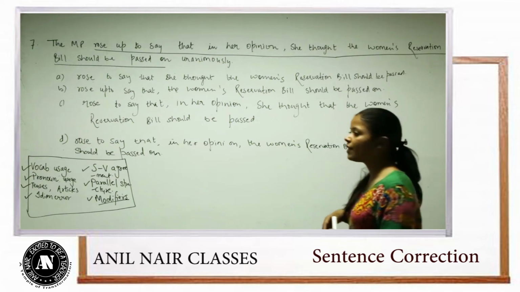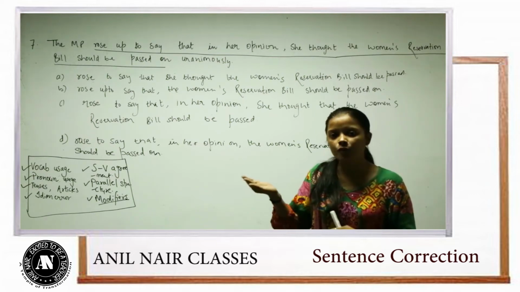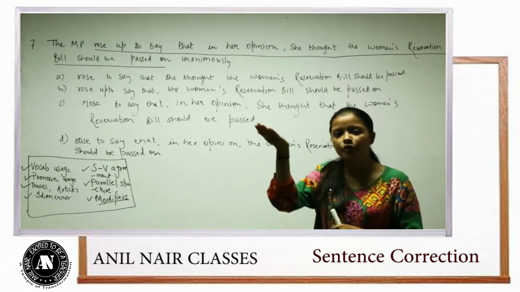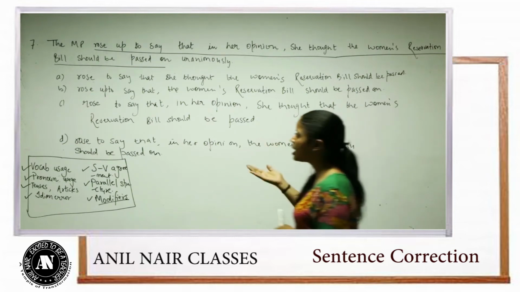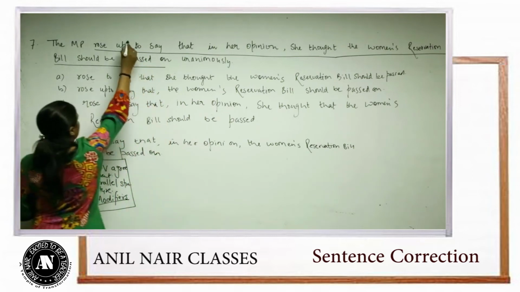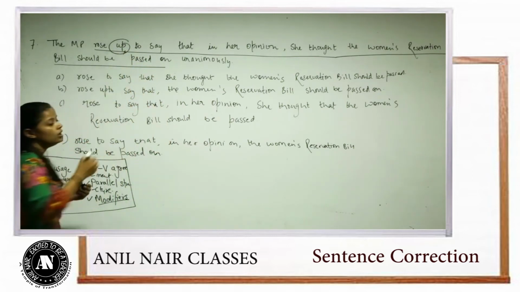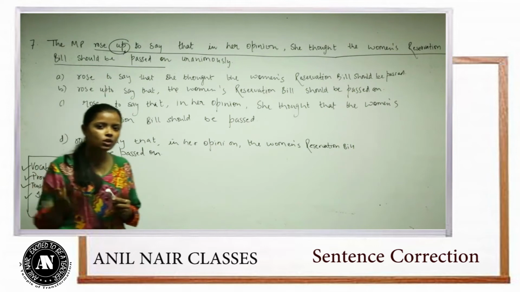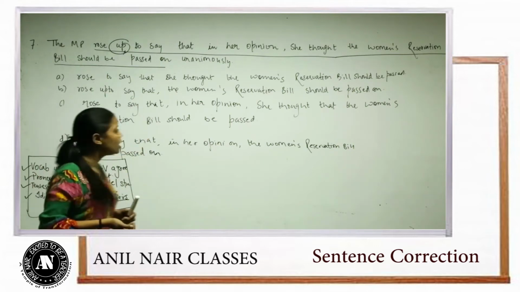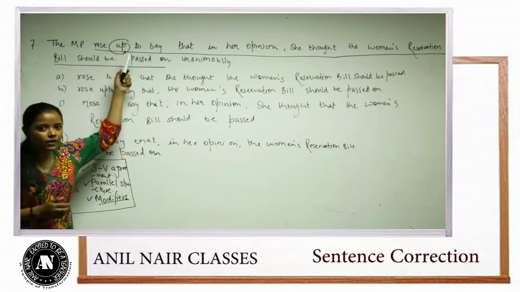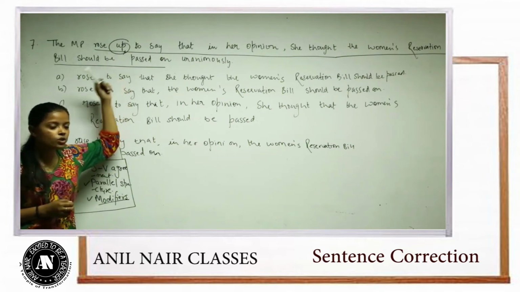So when I say rise, it obviously always happens in the upward direction. So if it is happening up, I need not add an extra word up here to indicate that something is going above. Okay, so this is irrelevant. So I should only say rose.